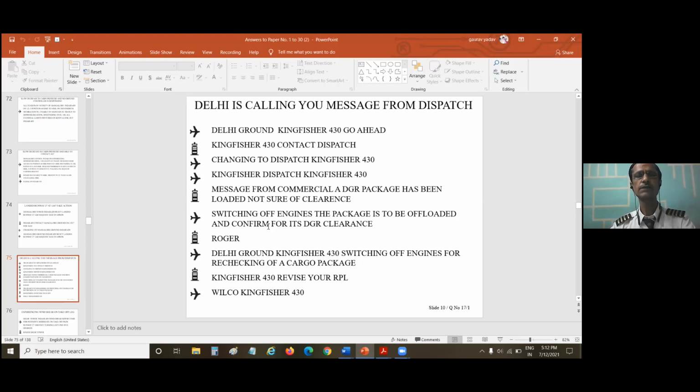So what the pilot in command is telling is that he is switching off engines. He had one engine on, as I told you, it is given in the question paper. One engine was on, so he has to switch off the engine. The package has to be offloaded.